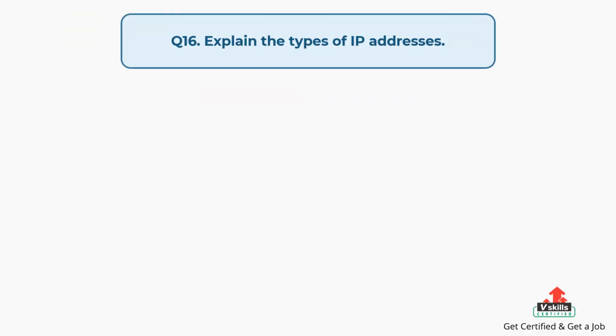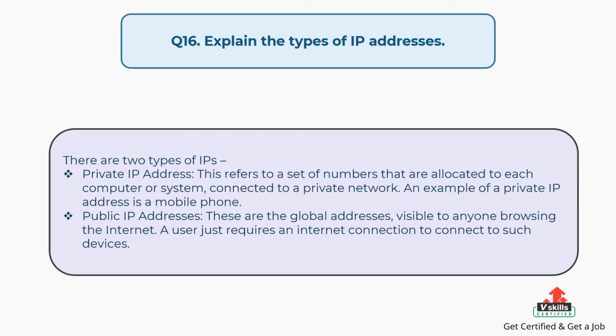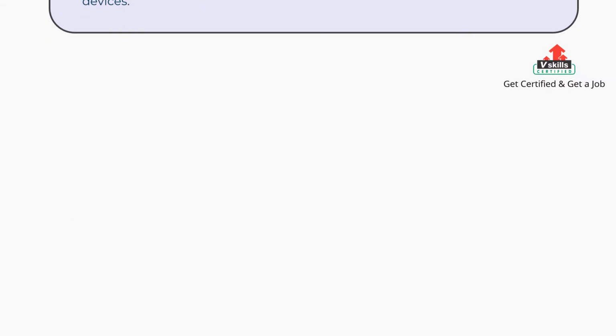Question number 16. Explain the types of IP addresses. The answer is: there are two types of IPs. First is private IP address. This refers to a set of numbers that are allocated to each computer or system connected to a private network. An example of a private IP address is a mobile phone. Second is public IP addresses. These are the global addresses, visible to anyone browsing the internet. A user just requires an internet connection to connect to such devices.